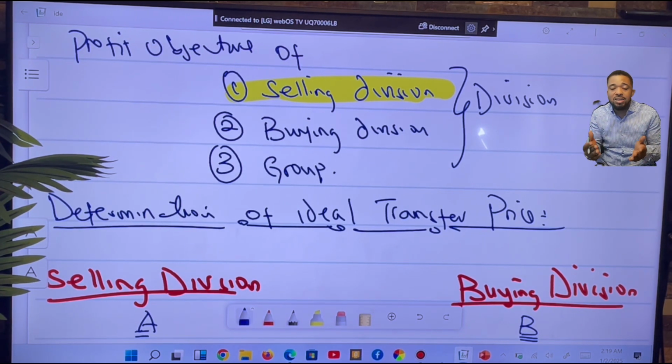So in some cases, you have an ideal transfer price ranging from the lowest value to the highest value, and any price within that range will not affect the overall profit of the organization. But in other cases, you can have a point value, where you arrive at just one figure for both the selling and the buying division. We'll look at that in a bit.